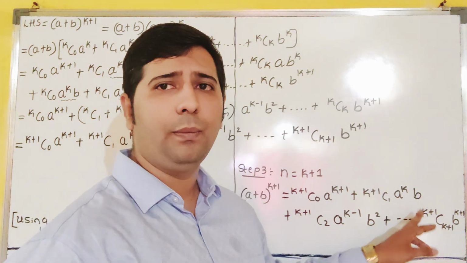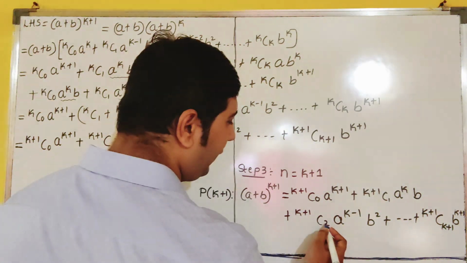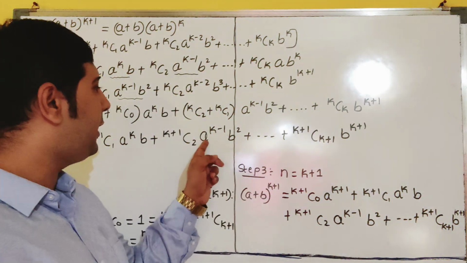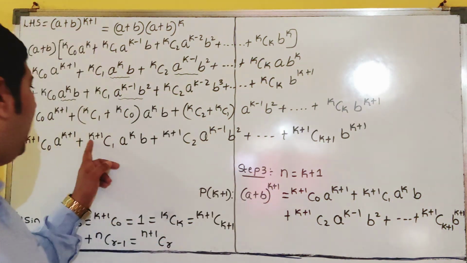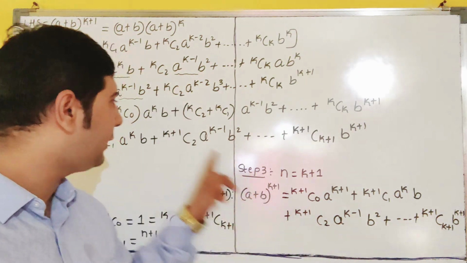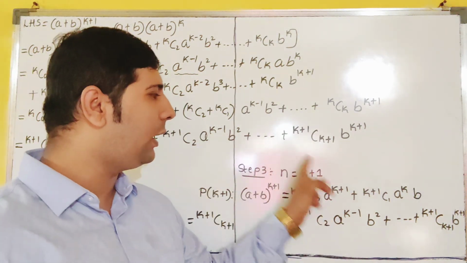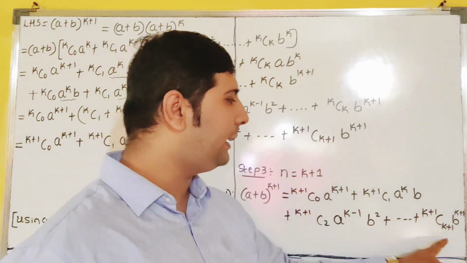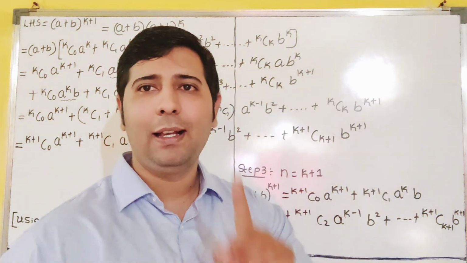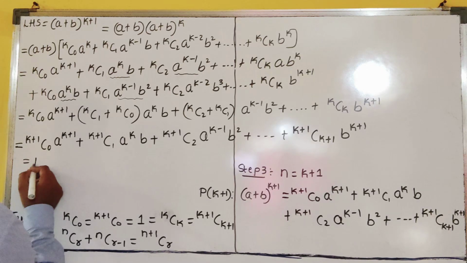B raised to 1 is b only, no? Here you are writing b square for 2. So a raised to k, K plus 1 C1 a raised to k into b, K plus 1 C2 a raised to k minus 1 b square, so on up to K plus 1 C K plus 1 b raised to k plus 1. RHS is same or not? So then I can write this is equal to RHS.